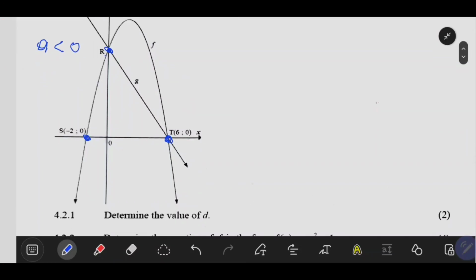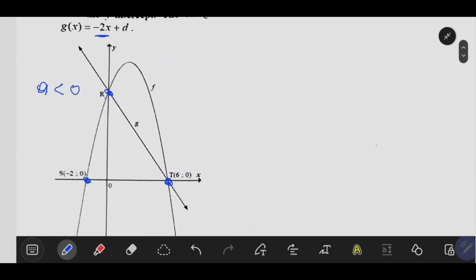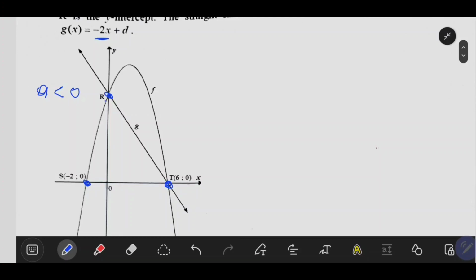All right, so let's check on the first question. The first question says determine the value of d. From the graph, we don't see the value of d, but when we go to the equation of g of x, we see that g of x is equal to negative 2x plus d. So we have to determine the value of d. Then the question is, how are we going to determine the value of d?